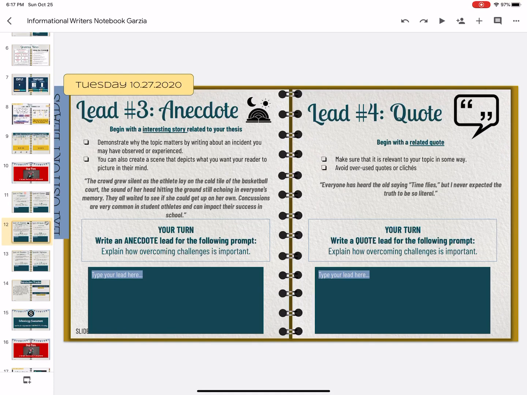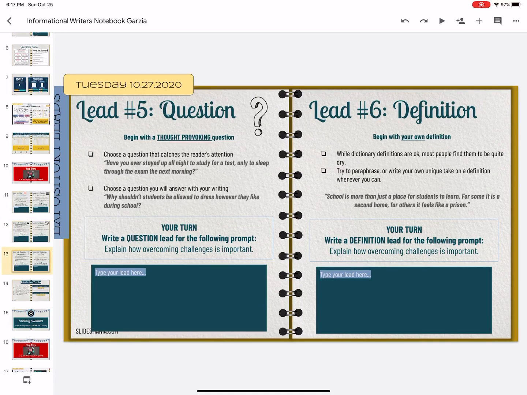So here's an example. Everyone has heard the old saying, time flies. But I never expected the truth to be so literal. So we've all heard the saying, time flies. But what makes this quote unique is that it says, but I never expected the truth to be so literal. So somebody's thinking, hold on a second. How is time flying literal? So you are going to use a quote for your lead for the prompt to explain how overcoming challenges is important.